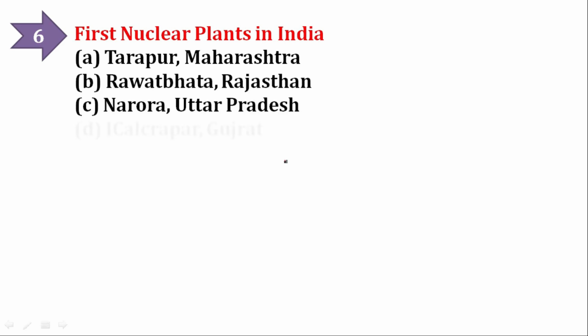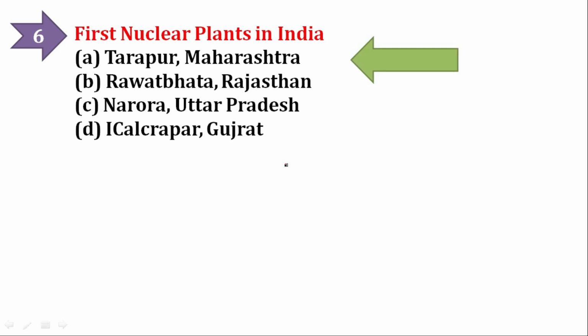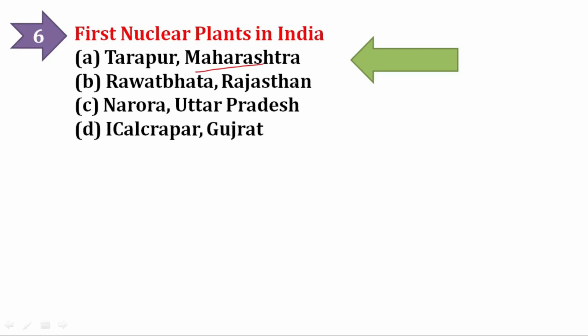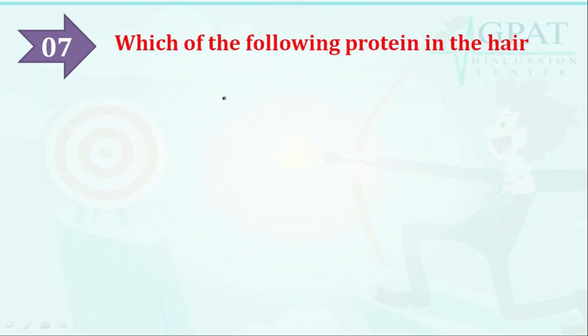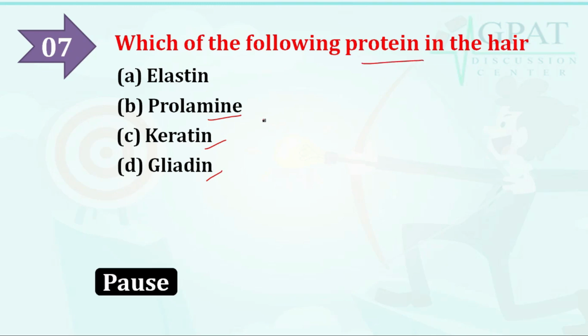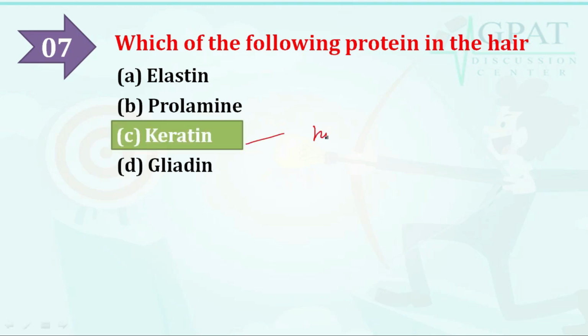Now here we have the question: the first nuclear plant in India. The answer is Tarapur, Maharashtra. So next question is: which of the following is a protein in hair? Options are: option A is elastin, option B is prolamine, option C is keratin, option D is gliadin. The correct answer is keratin. Keratin is present in our hair.